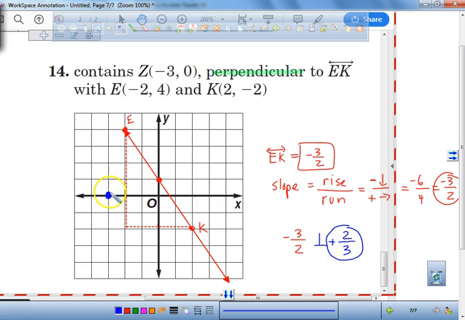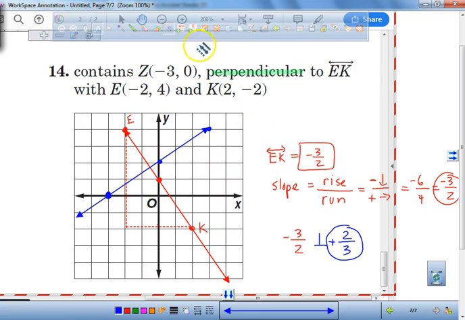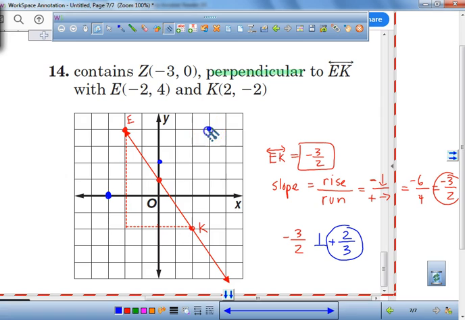So right here, what am I going to do? I'm going to go up 2 and over 3, and put a point. Now I'm going to draw it in. Here we go. Drawing it in to the best of my ability. Right there. Can I do a better job there?